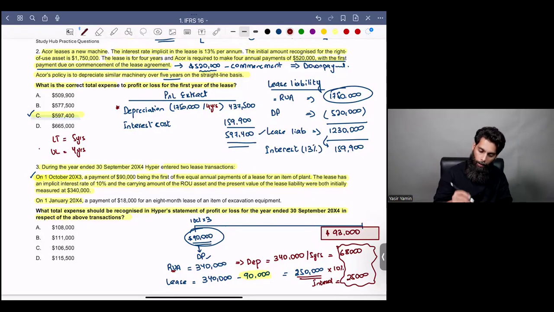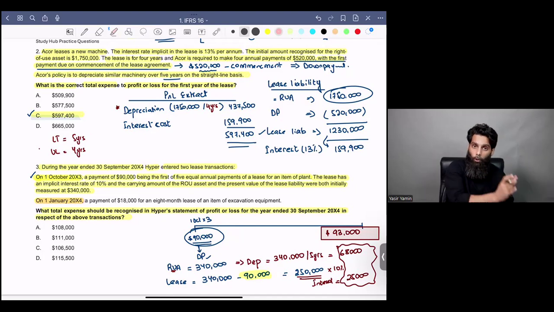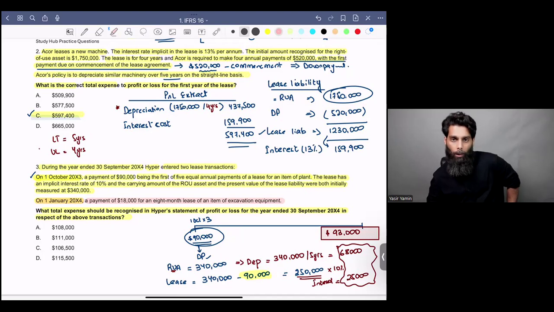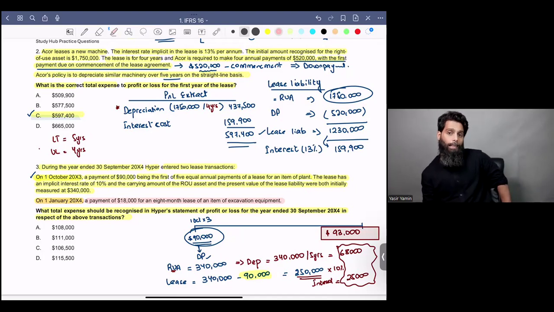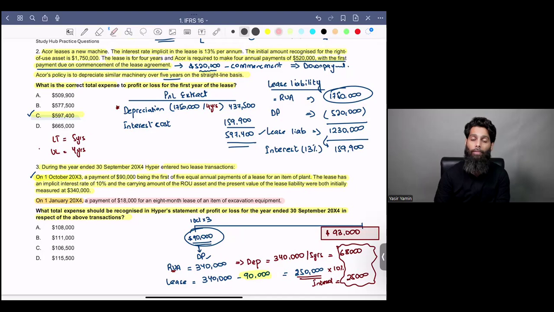Done. For the second part, your examiner says on 1st January X4, which is 9 months before the accounting period end, a payment of $18,000 for an 8-month lease of an item of excavation equipment. You have paid $18,000 for an 8-month lease for an excavation equipment. Is this lease of excavation equipment an operating lease or a finance lease?